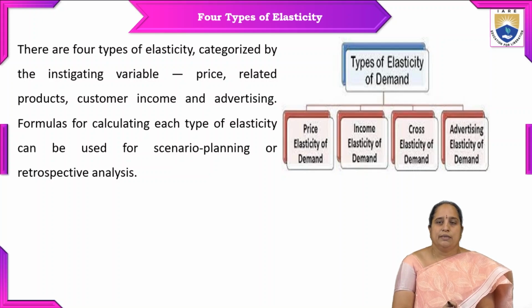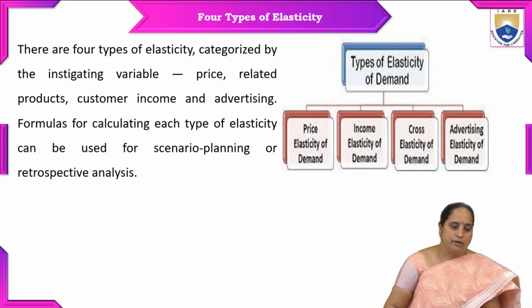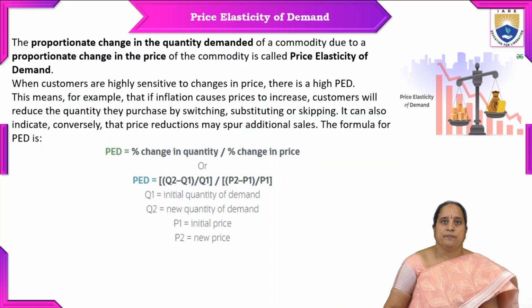Then coming to the four types of elasticity. Basically, we have four types of elasticity based on the investigating variable: price elasticity, income elasticity, cross elasticity of demand, and advertising elasticity of demand. The formulas for calculating each type of elasticity can be used for scenario planning or retrospective analysis.